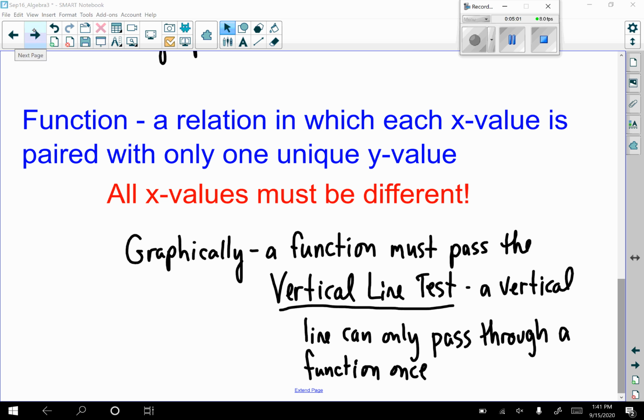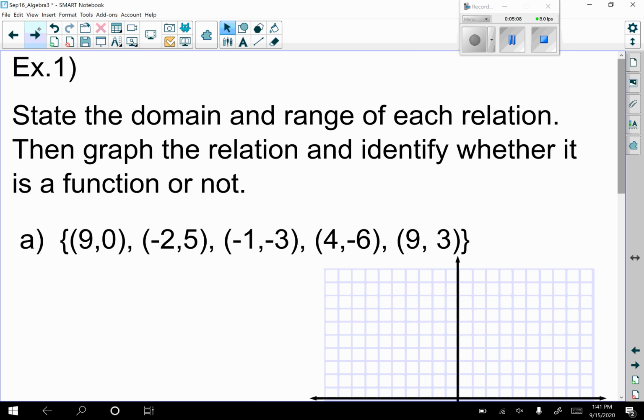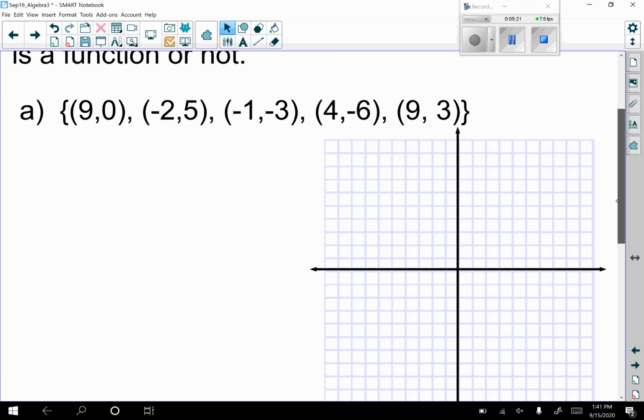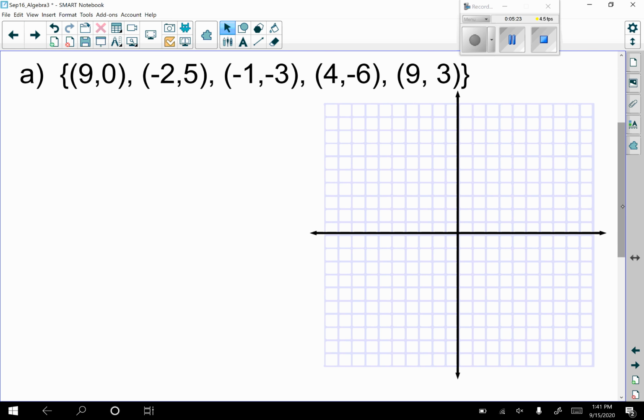All right, so get ready to make a coordinate plane. We're going to plot some points and graph a line. So you could do this right on notebook paper if you have a ruler. Here I'm giving you a list of ordered pairs. We want to state the domain and range of each relation, then graph the relation and identify whether it is a function or not. So pause the video, go ahead and plot those 5 ordered pairs.